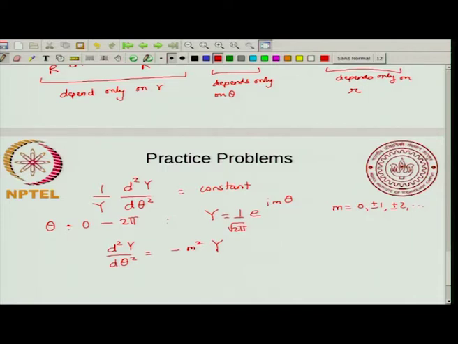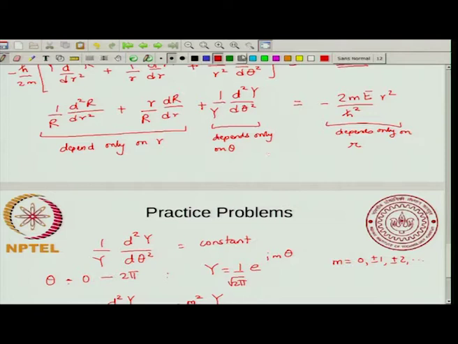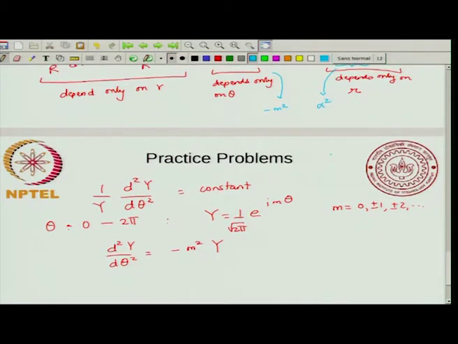So now you can take this and substitute it in this equation, and you can replace this whole quantity by just minus m square. And for convenience let me call this alpha square, it is a positive number. So then I can write my equation in the following form.